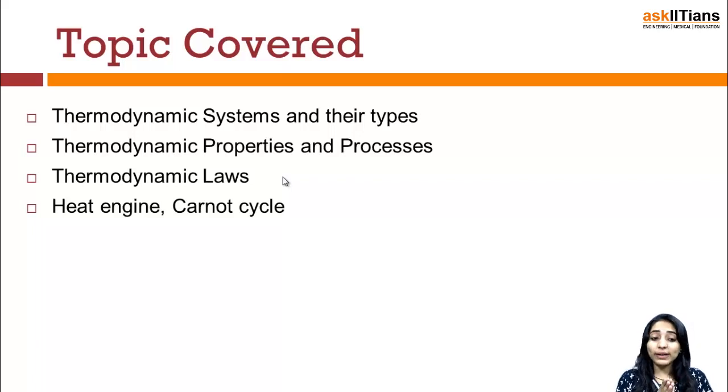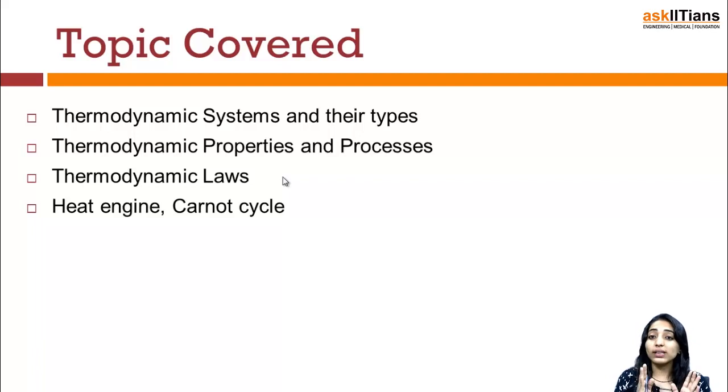This chapter will include the topics of thermodynamic systems and their types. We'll be studying the different kinds of thermodynamic systems and how they can be classified. After studying this, we will move over to thermodynamic properties and the processes. To know what the thermodynamic properties are, and what the processes are that are covered in this chapter, we are going to take the details of all these things into account.